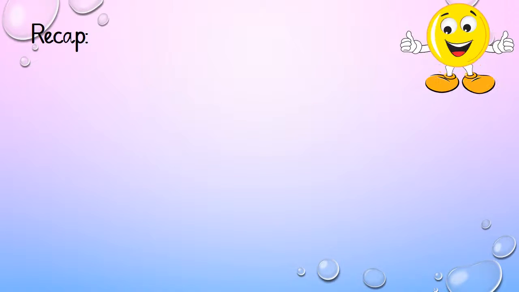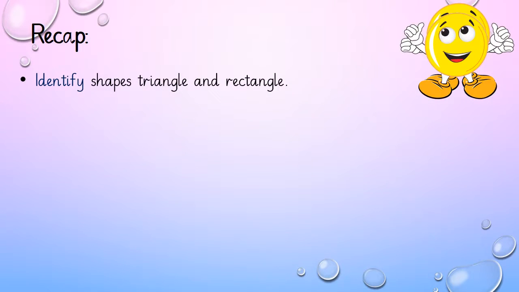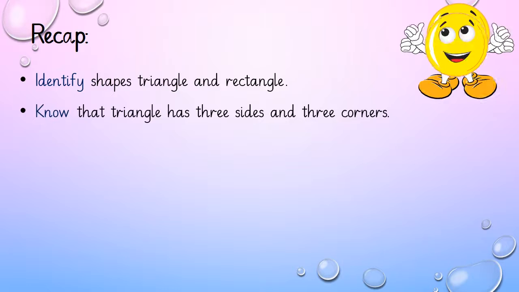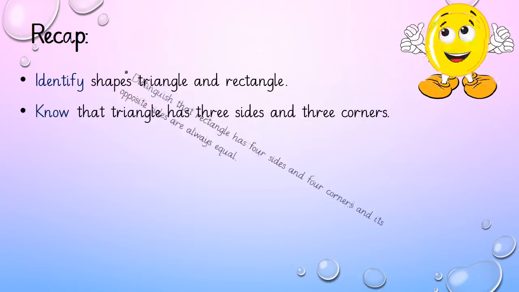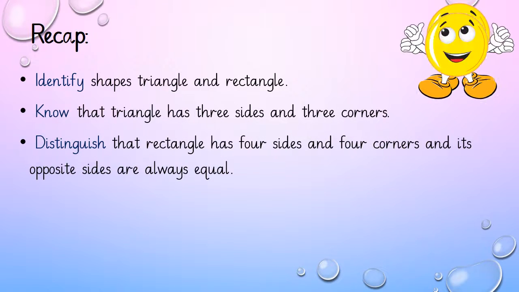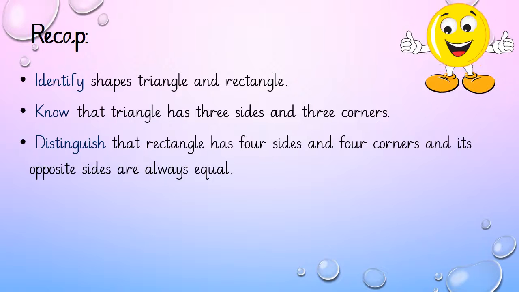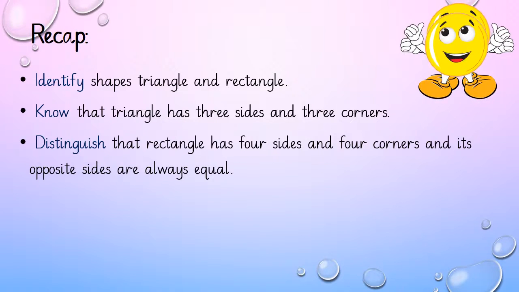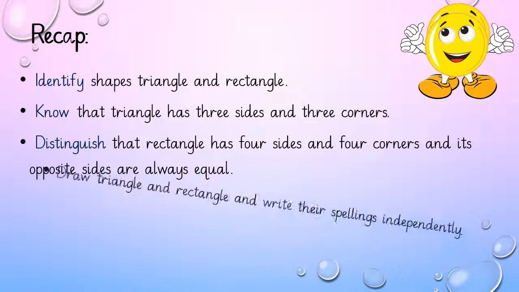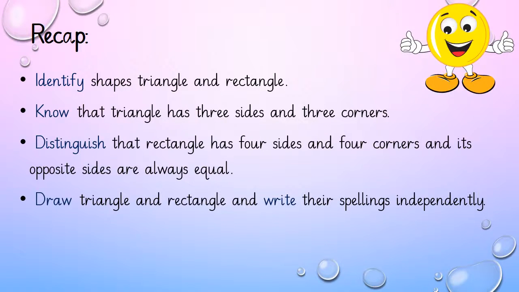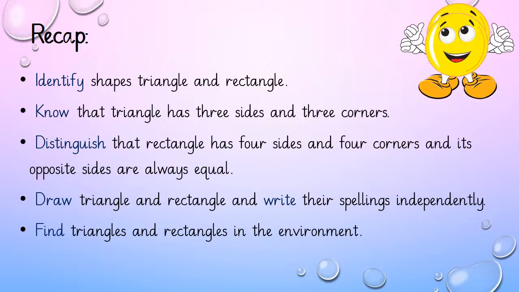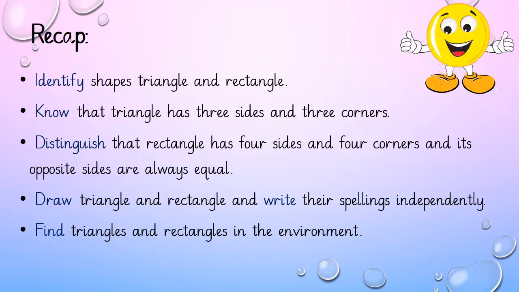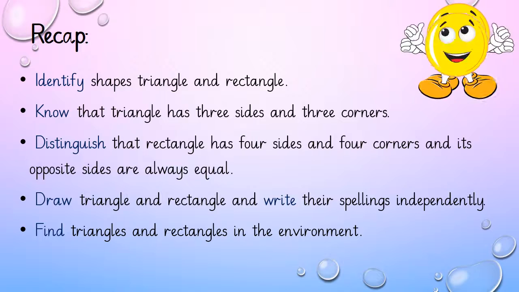It was fun learning shapes. This week we have learned about the shapes triangle and rectangle. We know that a triangle has 3 sides and 3 corners, and we can distinguish that a rectangle has 4 sides and 4 corners, and its opposite sides are always equal. We have also learned to draw triangles and rectangles and learned their spellings too. Dear students, now you have to find out triangles and rectangles in your homes and show them to your teacher.